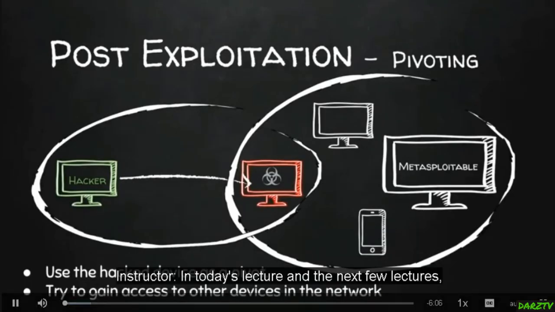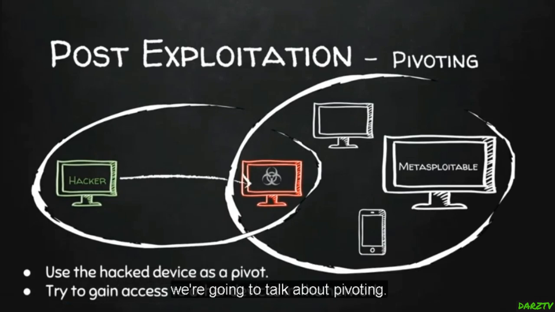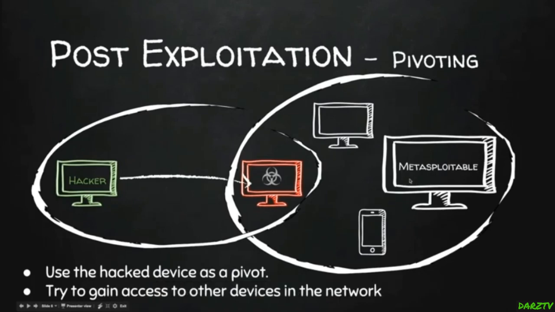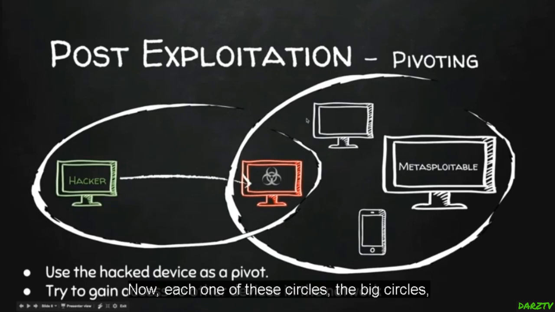In today's lecture and the next few lectures, we're going to talk about pivoting. We're going to assume that our target is this Metasploitable device. Now, each one of these big circles we're going to assume is a network. And as you can see, the Metasploitable device is not visible by the hacker. So the hacker cannot see this device.